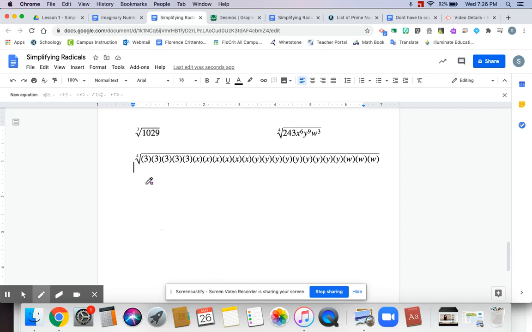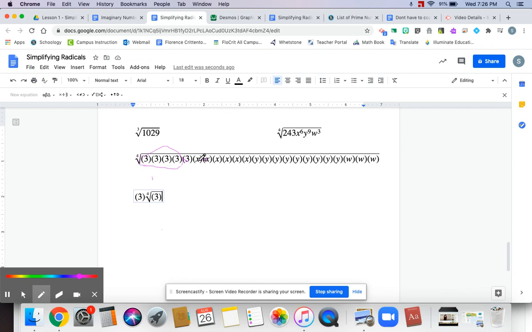So, how many 3's do I have? 1, 2, 3, 4. Here's one group of 4. So because of this one group of 4, my answer gets to pull out a 3 in front of the fourth root. But there's still a 3 in there, right? This one's still in there.